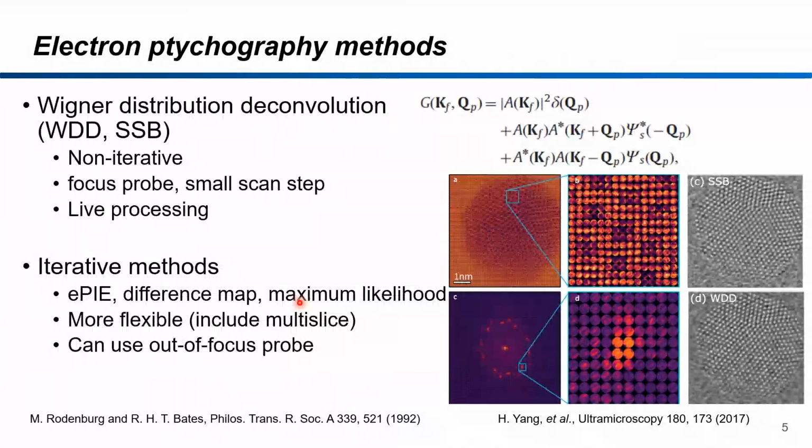We usually focus more on the so-called iterative methods, like ePIE, difference map, or maximum likelihood, because these iterative methods are more flexible, and we can include more mathematical and physical models to consider experimental imperfections during the reconstruction, such as multi-slice modeling to consider thick samples. So we can also use some larger probe designs, like ultra defocused probe conditions.